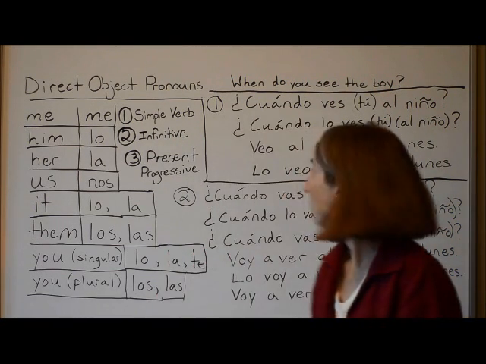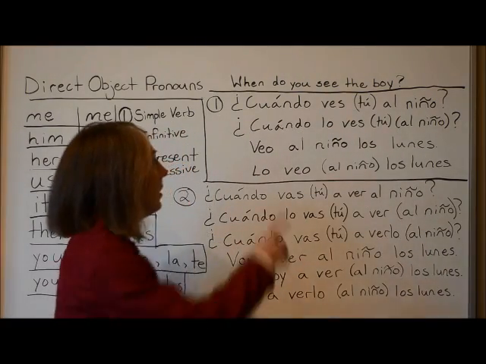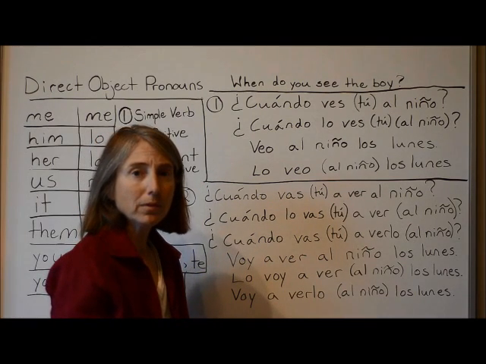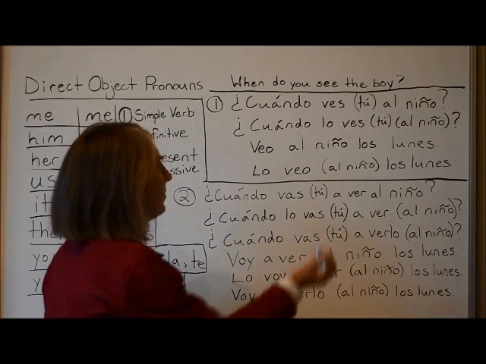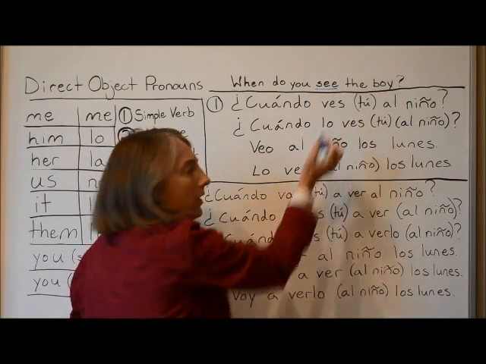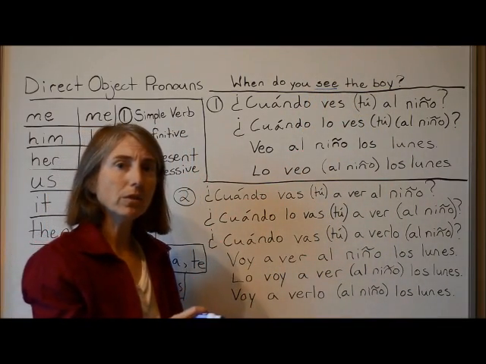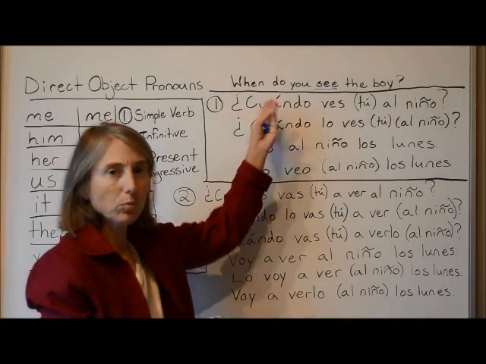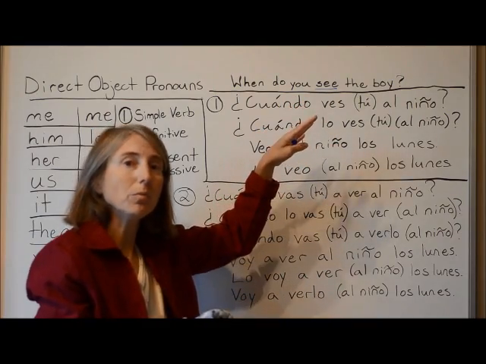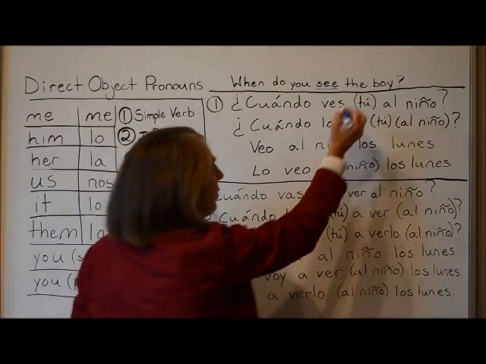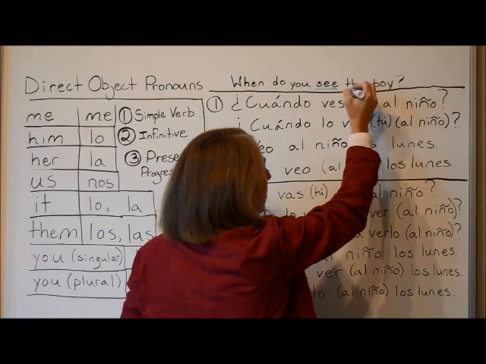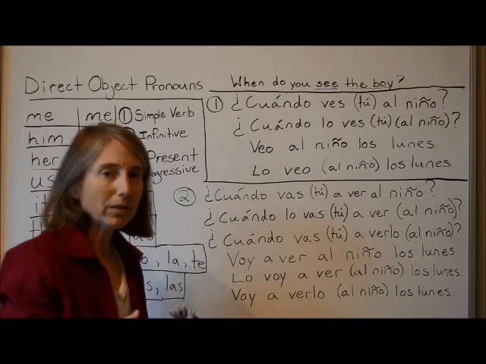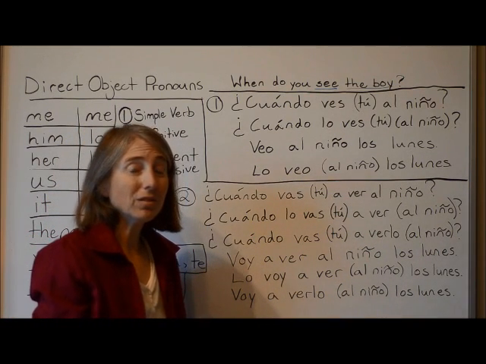So for example, in this question, when do you see the boy? We need to find our verb, which is see, and then we need to find the noun that's receiving the action of the verb. We know that you is doing the action. When do you see? And then it would be the boy receiving the action. That's our direct object.